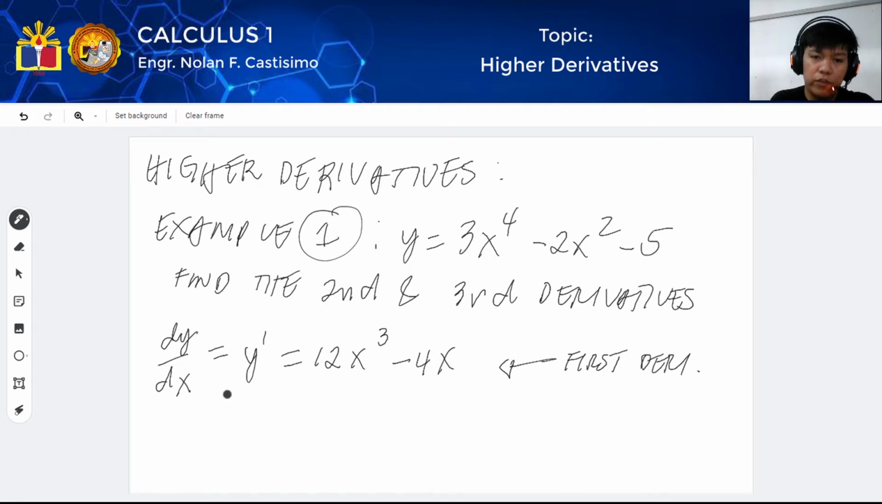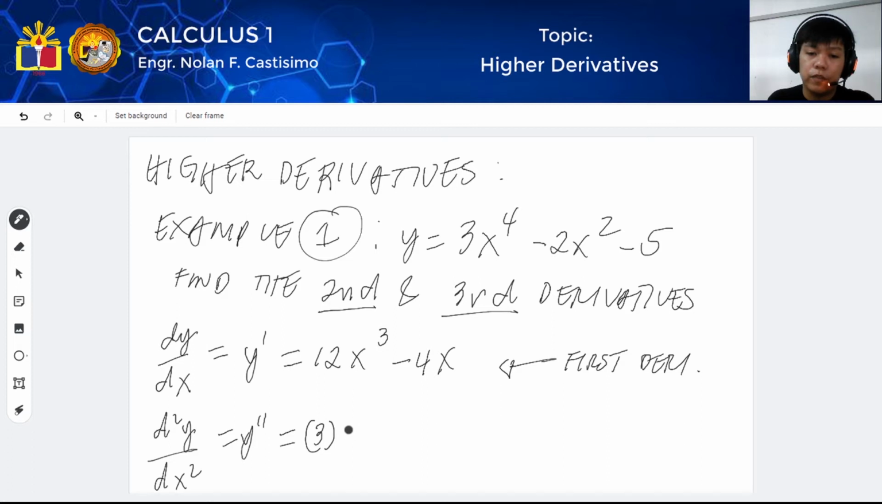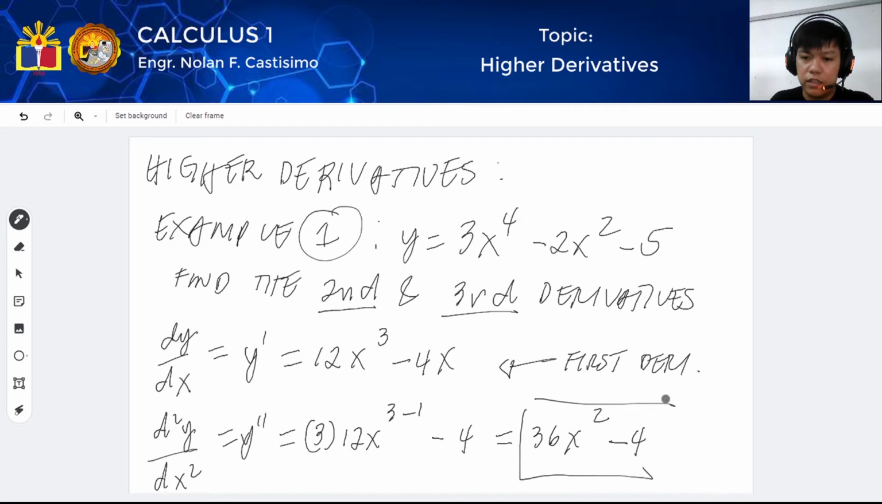Next, we have the second derivative, which is yun yung hinahanap ng problem natin. Second and third derivative. So, d square y over dx square equals y double prime. So, para makuha tong second derivative, i-derive lang ulit natin yung nakuha natin kanina na first derivative. So, 12x^(3 minus 1) minus 4. So, 4 lang ang derivative ni 4x. Okay, so we now have 3 times 12, we have 36x squared minus 4. So, ito na yung second derivative natin.